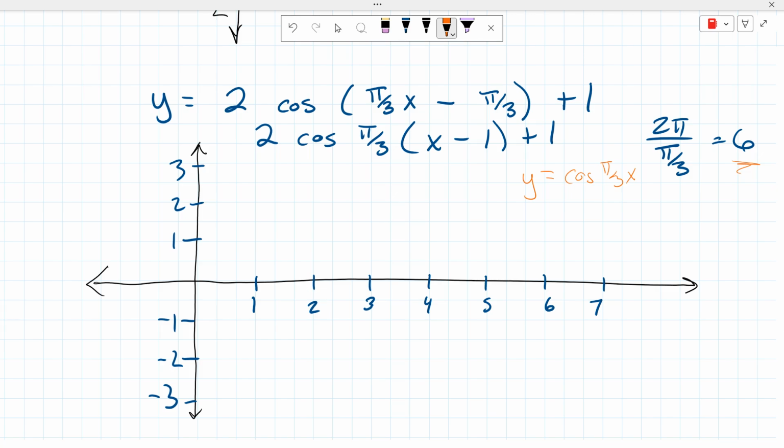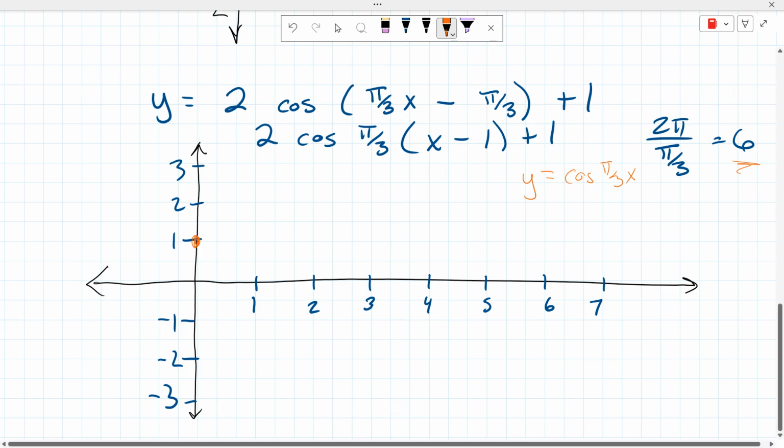Where do I start with cosine? 0, 1. I'm going to end at 6, 1. So halfway in between, I should be at -1, right? So halfway in between there and there. It didn't work out perfect, but that's all right. Should be there and there.